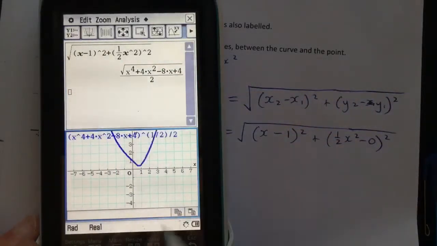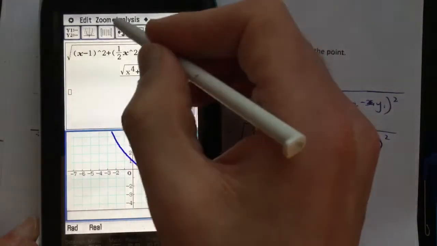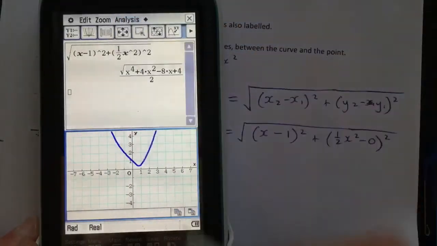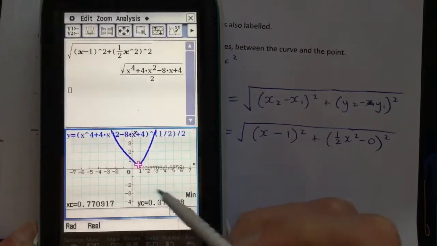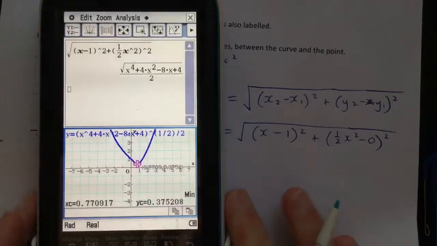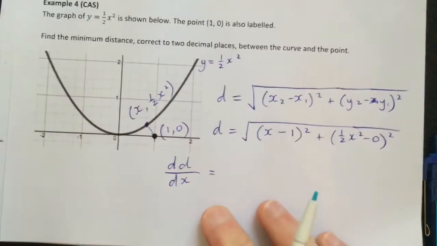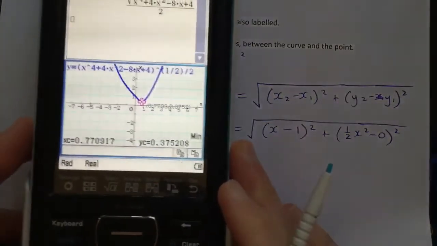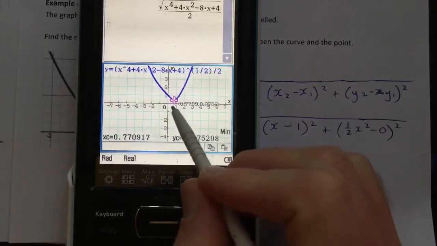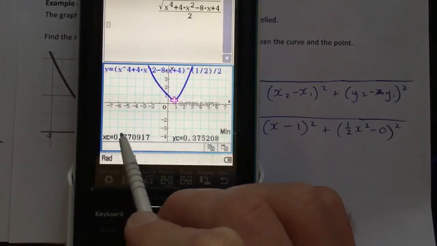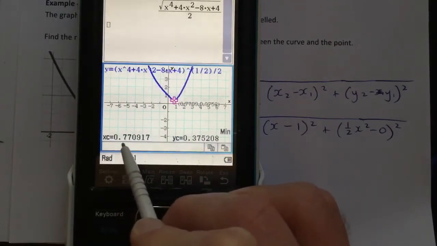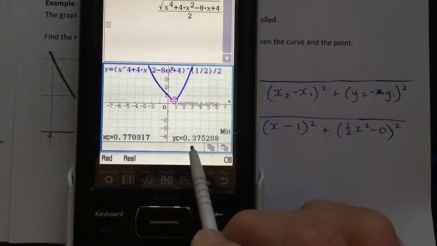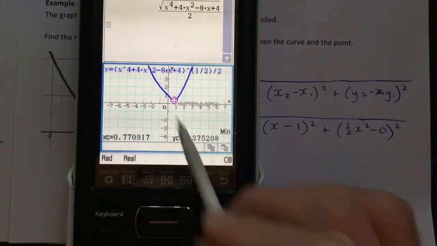this is the graph of the distance, okay? So we can actually find the minimum graphically. I can say analysis, G-Solve, and then min. Again though, anything that's on the graph screen here is only going to be a decimal value. It won't give us exact values, and that might be a problem in certain questions where we have to find exact values. This one says correct to 2 decimal places, so we're actually okay to just use the value from the graph. So from the graph, we can see that the minimum distance is occurring when x equals 0.77, and the minimum distance is 0.375 units.